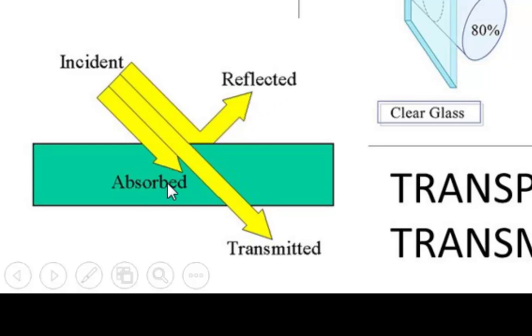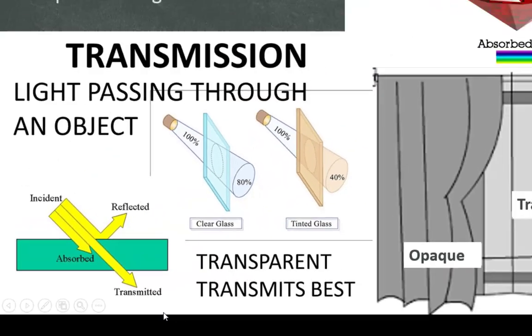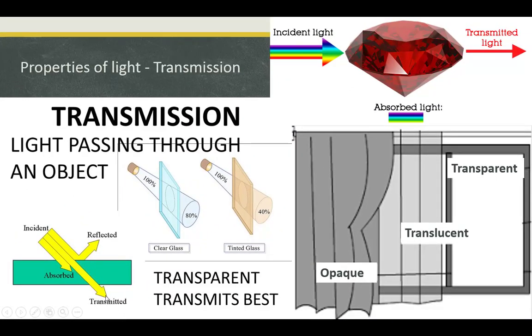Some of the light is absorbed, because if you put your hand to a window that's been in the sun the whole day, you can feel it's warm. And some of the light is actually transmitted through that window, which it has to be, otherwise we wouldn't be able to see what's on the other side.